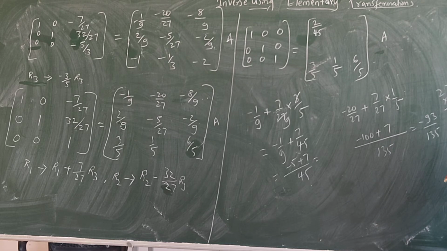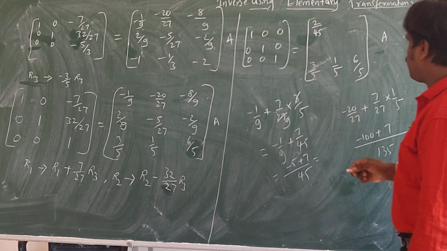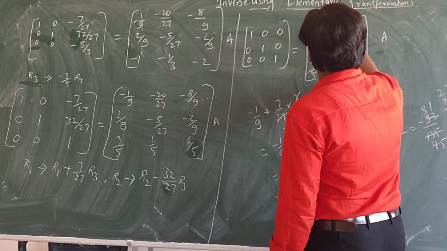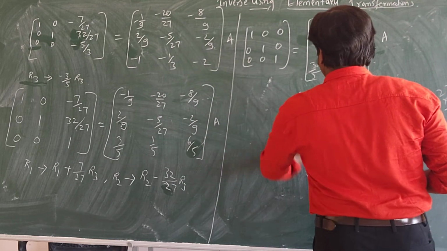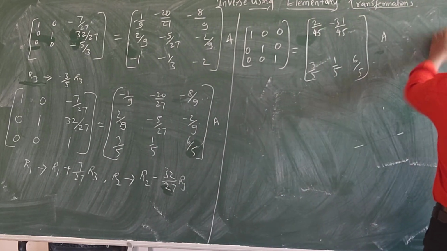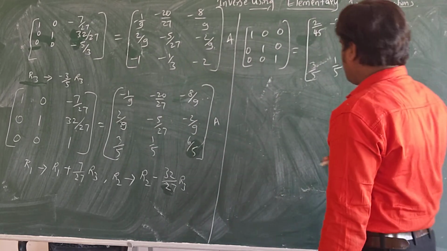Any cancellation? 3 table, no? 3 3s are 9, 3 1s are 3. 3 4s are 12, 3 5s are 15. So minus 31 by 45. Minus 31 by 45. Okay, last one is there, na? For R1. Almost we have ended, na? Now tell me.